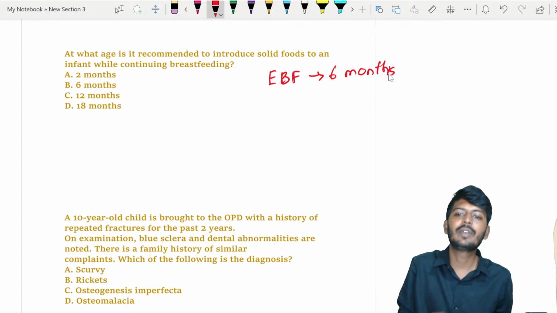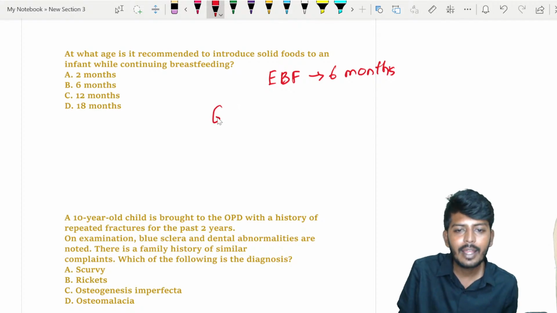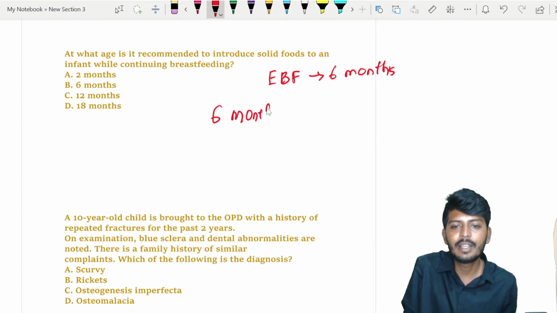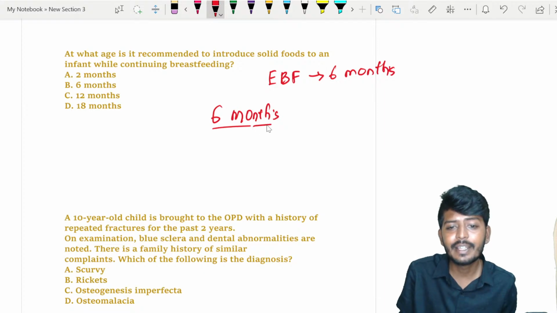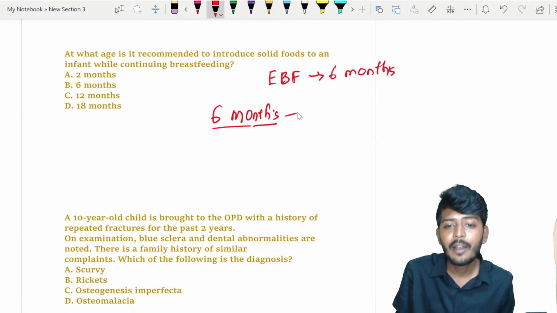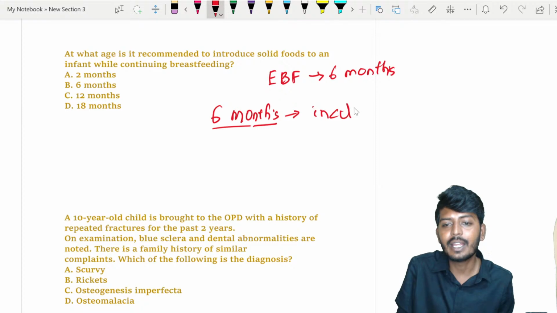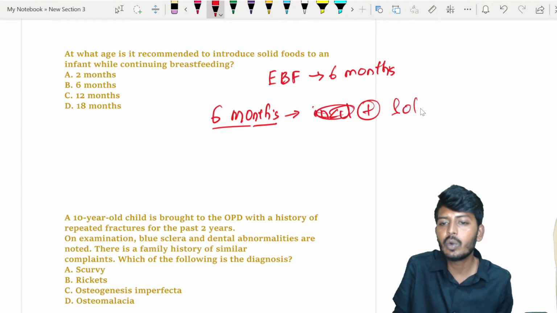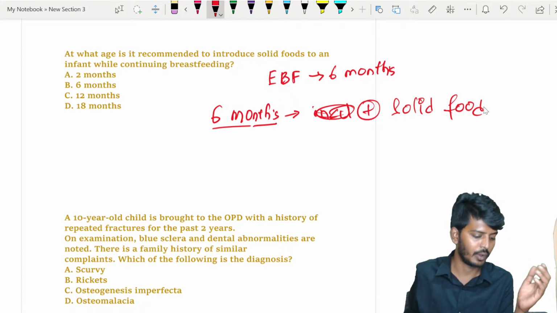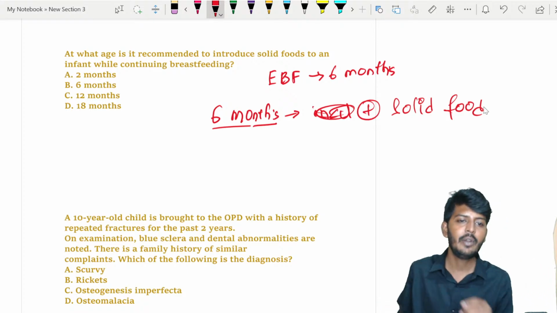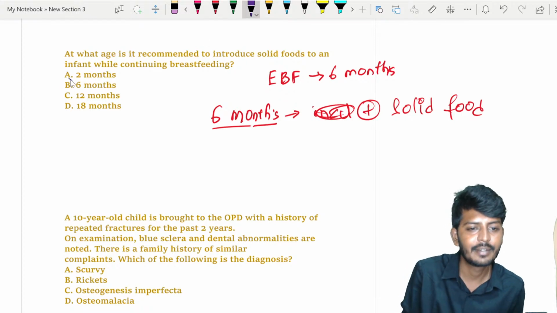And after that, at the age of 6 months, this is a point to be remembered. At the age of 6 months, we can include solid food. This is a guideline given by the World Health Organization also. You're absolutely correct, Ishan. That will be 6 months.